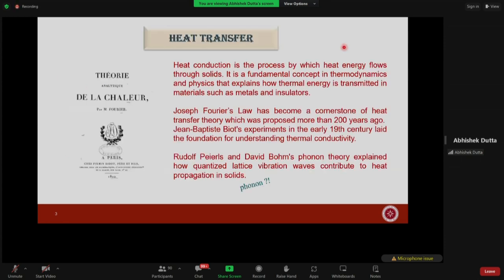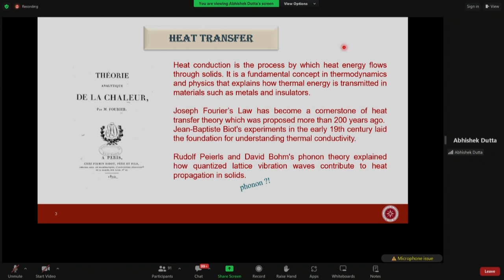Okay, so here, as you see, the whole story of heat transfer is actually not a very new topic. It was something that bothered people long back, almost 200 years ago. Joseph Fourier actually gave this heat transfer theory. We all know by now what it is, which is called Fourier's law.